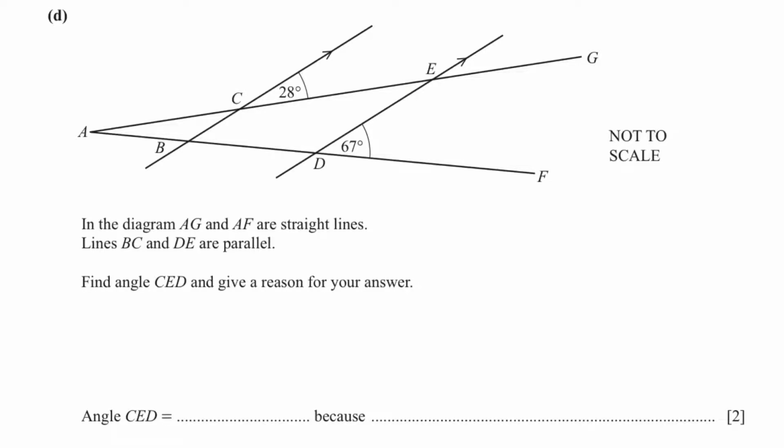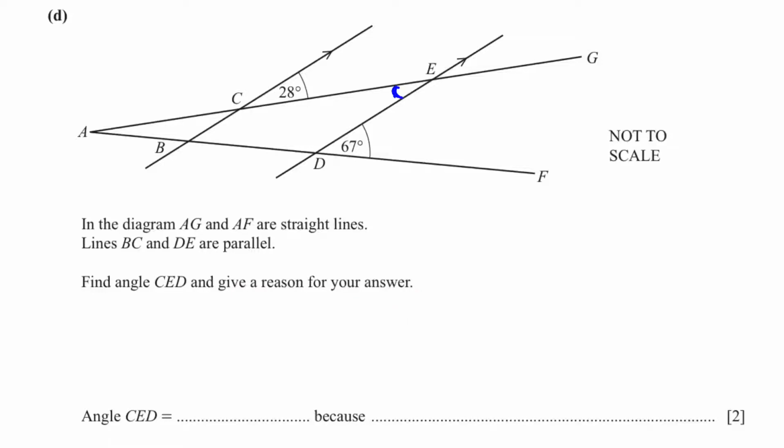In D, we have been given a diagram, and AG and AF are straight lines. So AG is a straight line, AF is a straight line. And lines BC and DE are parallel. So BC is parallel to DE. Find angle CED and give a reason for your answer.